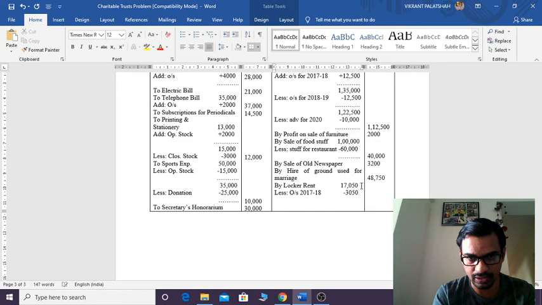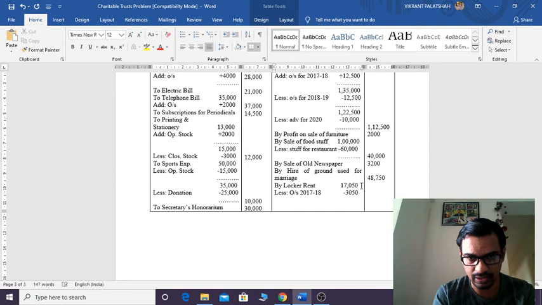The club had 225 members, each paying an annual subscription of rupees 500. Subscription outstanding as on 31st March 2019 is rupees 12,500. That is totally done. Number two, telephone bill outstanding for the year 2018-19 is rupees 2,000. That is also totally done. The second effect of outstanding we have to show under the balance sheet.